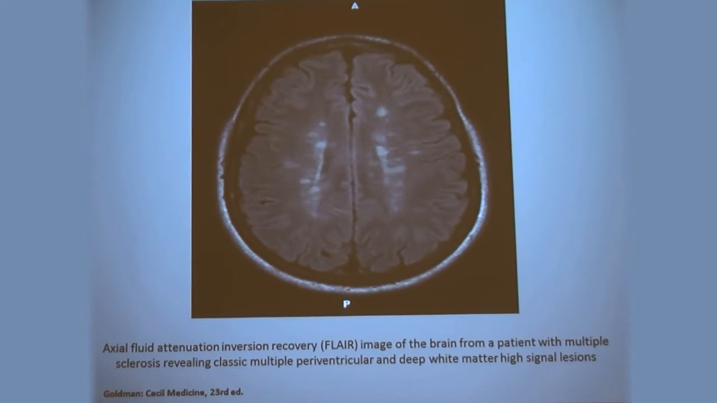This is a much better shot of these plaques that we mentioned before. This is a FLAIR sequence. You can see all these little white matter lesions. They're more common around the ventricles, but they occur everywhere in the brain. And actually, quite a bit of it occurs in the gray matter. It's just that current MR technology cannot pick up the plaques in the gray matter. One of the things we're going to put on our machine is what's called double inversion recovery, which will allow us to pick up maybe 30 or 40% of the cortical lesions that are not being seen now.